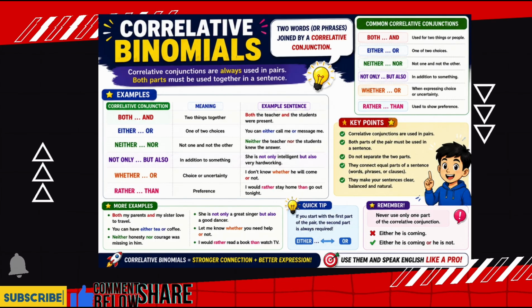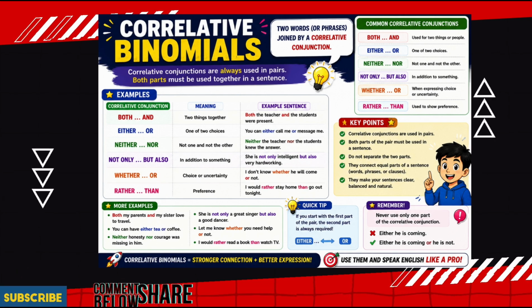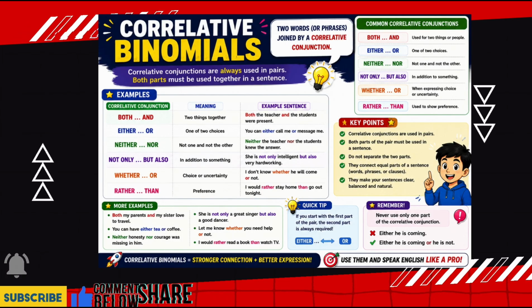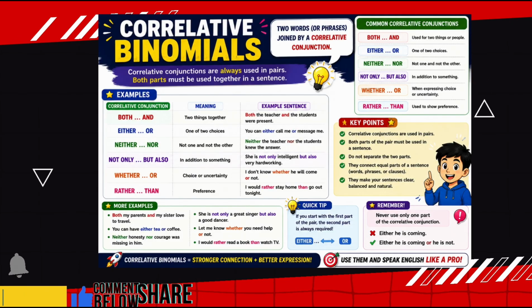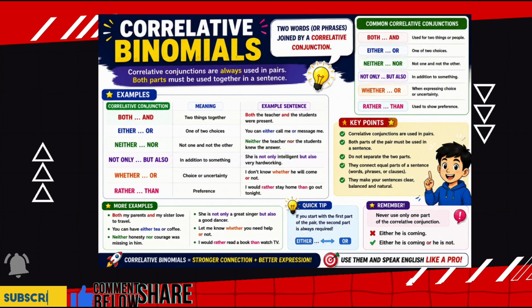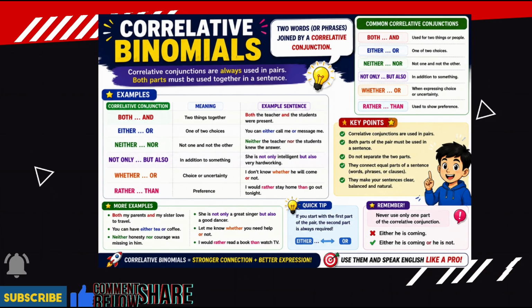Both my parents and sister love to travel. You can have either tea or coffee. Neither honesty nor courage was missing in him. She is not only a great singer but also a good dancer. Let me know whether you need help or not. I would rather read a book than watch TV.